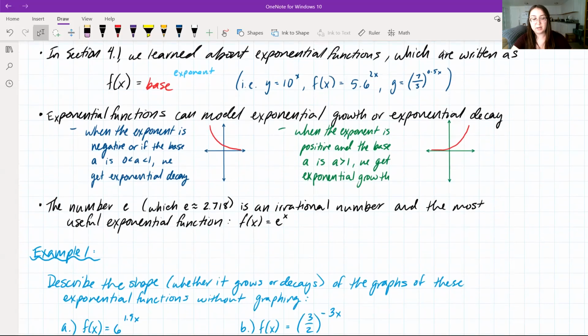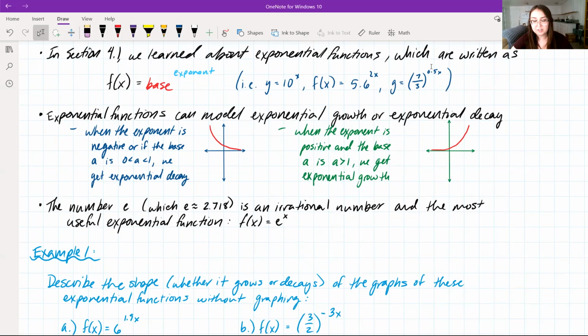Whenever we have an exponent that's negative, or if the base a is between 0 and 1, then we get exponential decay. So this is one or the other. When the exponent is negative, or the base a is between 0 and 1, this is how we end up getting exponential decay. Then, when the exponent is positive and the base a is greater than 1, we get exponential growth. And that's how we get exponential growth.